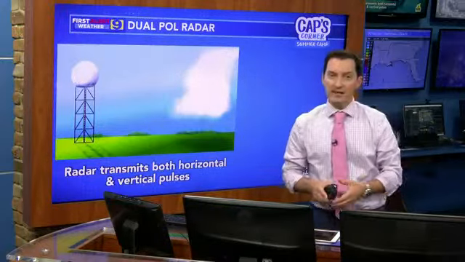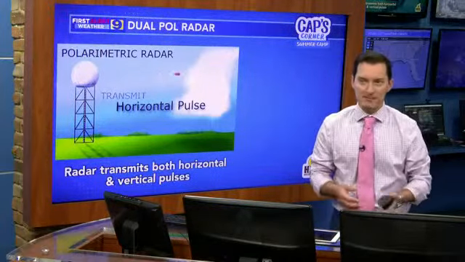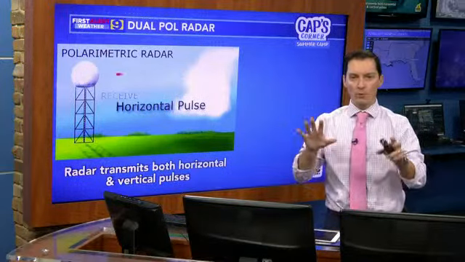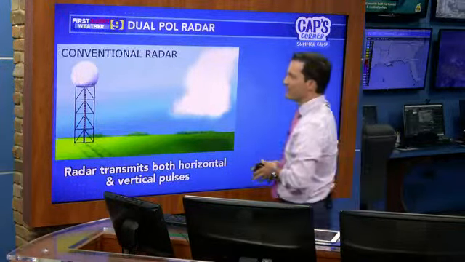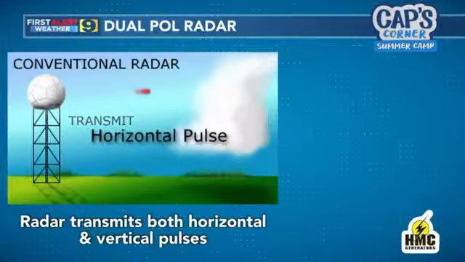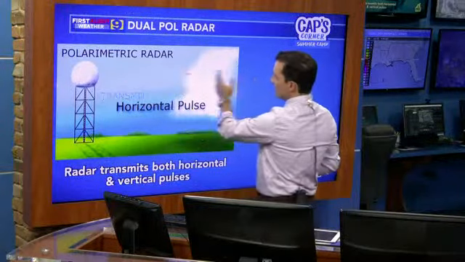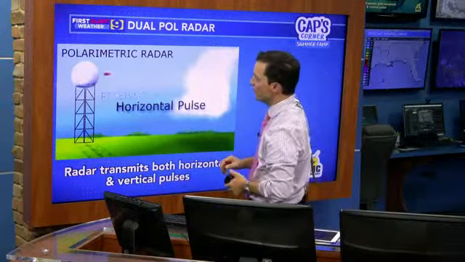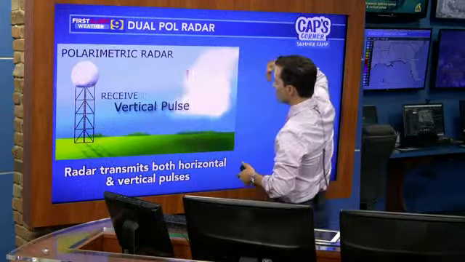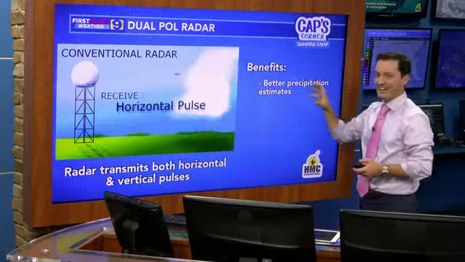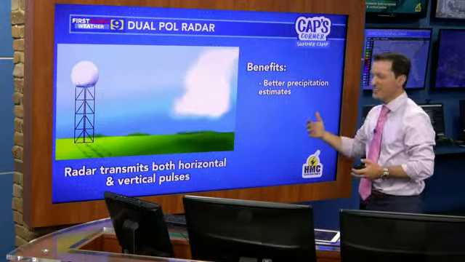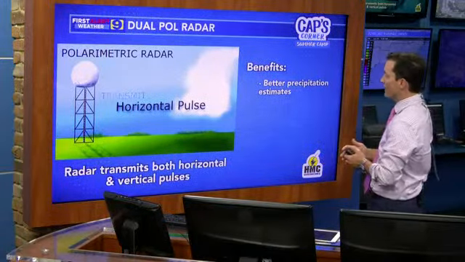Now, in even more recent years, there's been another advancement in radar. It's called dual pole radar. So old Doppler radars would just send out a horizontal pulse of energy, wait for it to come back, and that was it. Dual pole sends out that horizontal pulse of energy, but also sends out the vertical one, okay? So dual pole has some added benefits and advantages over our traditional Doppler radar.